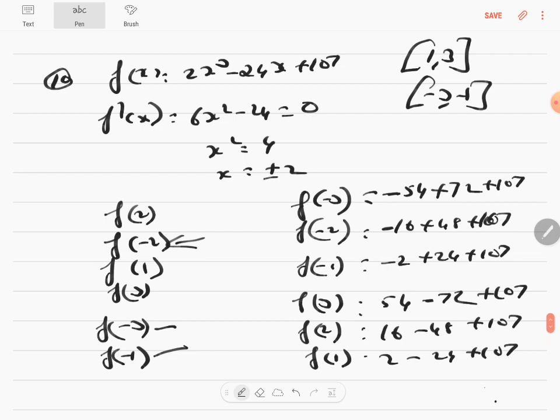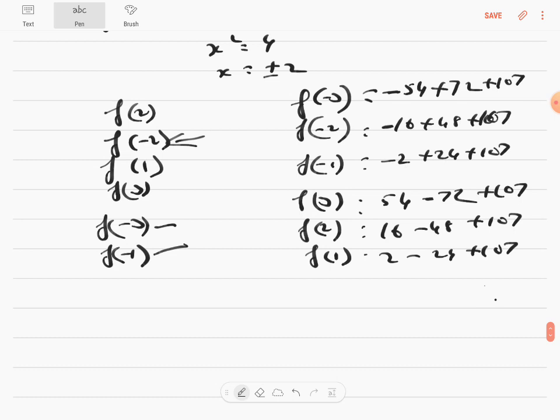Just have to sit and calculate these values and see which is your maxima and which is your minima. You might get 2 maximas, 2 minimas, whatever it is, that value you are supposed to write. I hope you are clear. You have to solve this. You will solve, you don't have an issue, and write the answer.